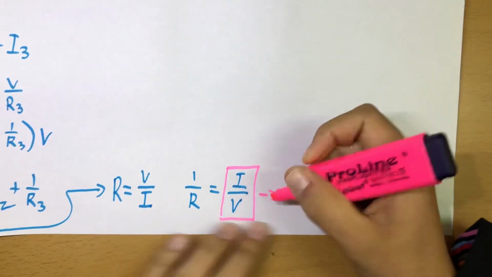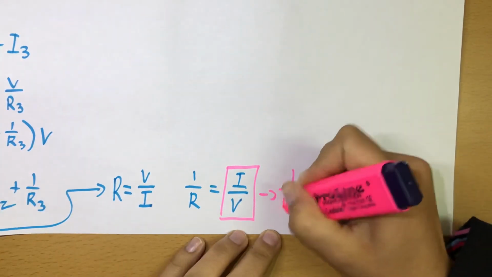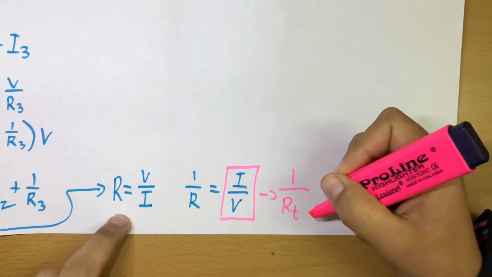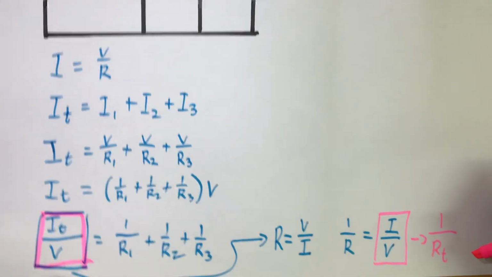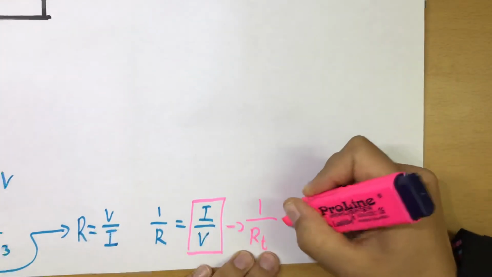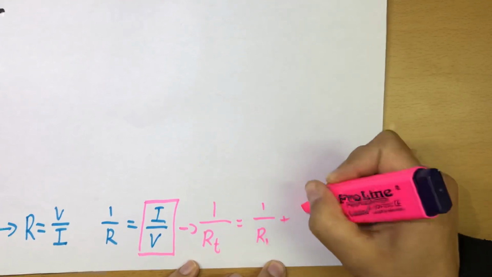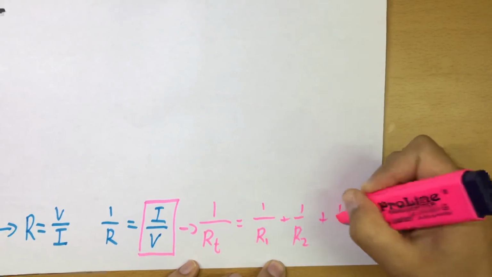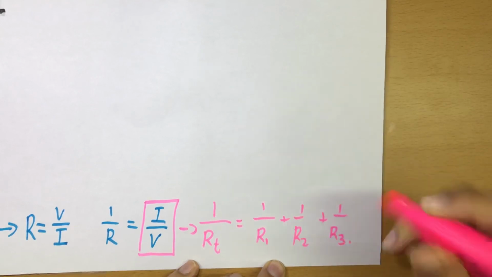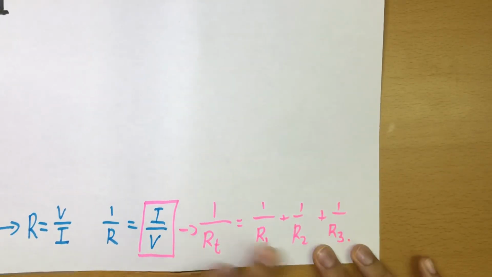So I can rewrite my formula as 1 over R total, because in this case we're using I total, is going to equal 1 over R1 plus 1 over R2 plus 1 over R3, right? And that's how we derive that formula.